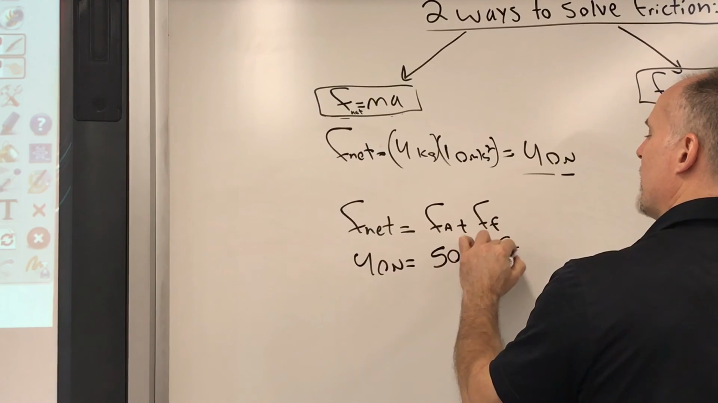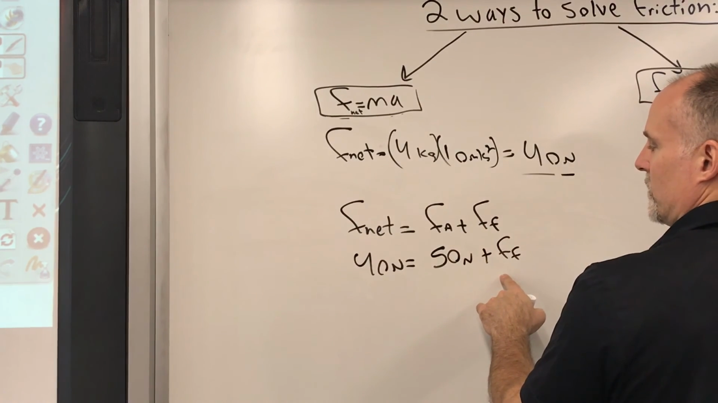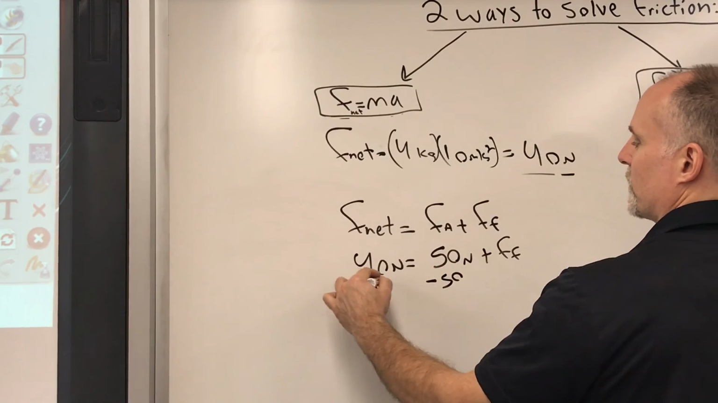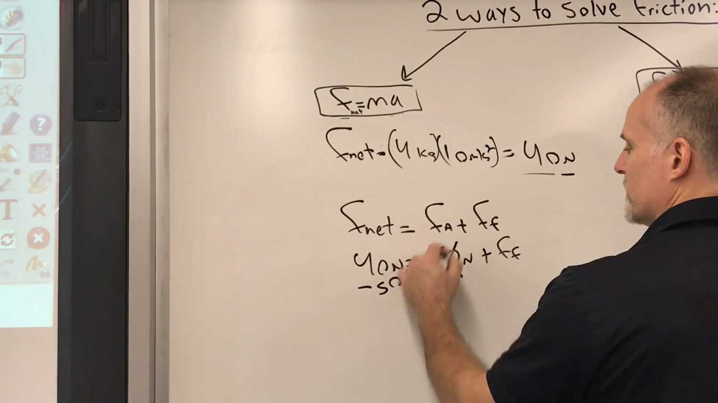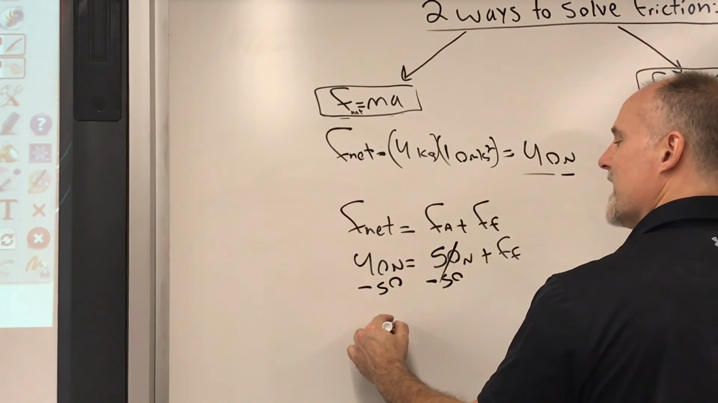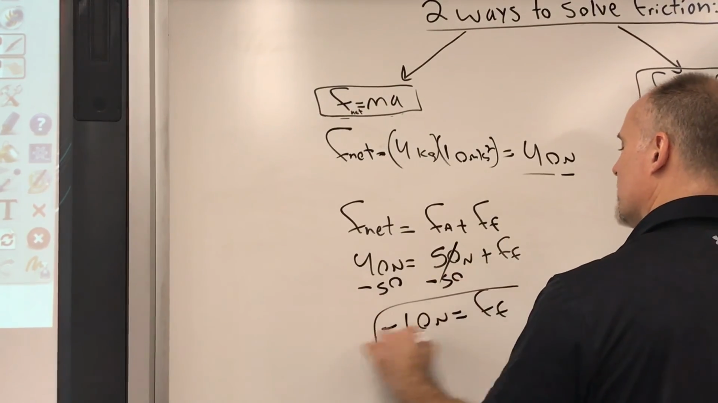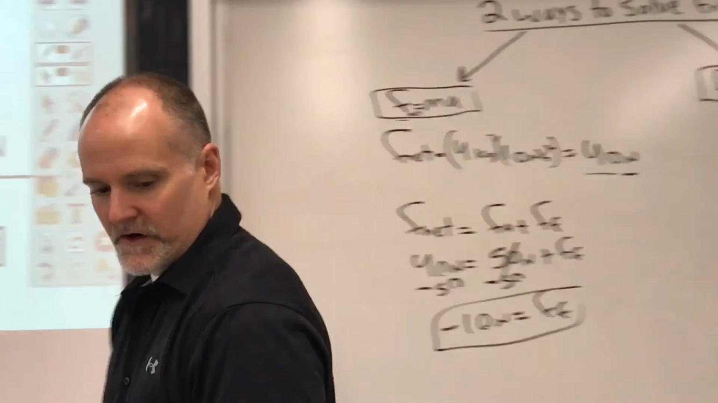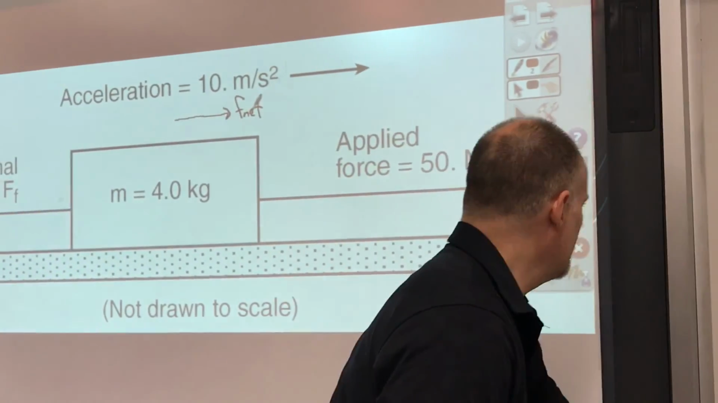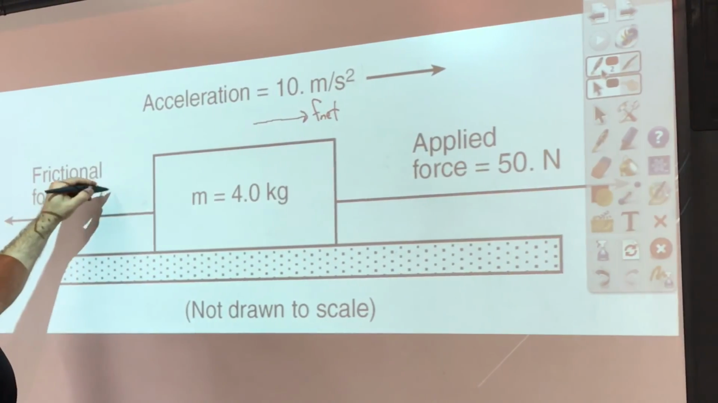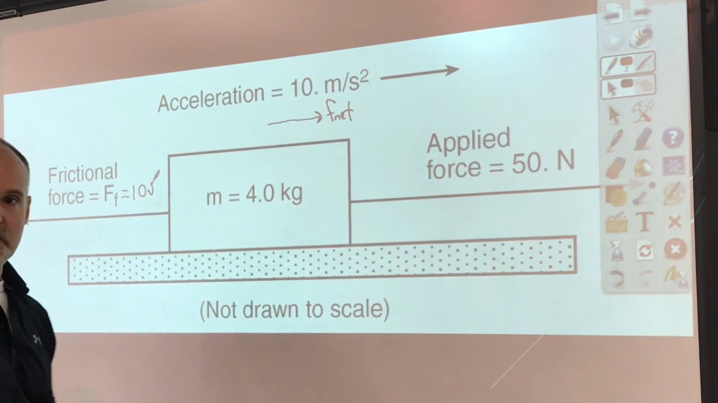So we can figure out what our frictional force is. Okay? Frictional force, we're going to subtract 50 newtons from both sides, and you're going to get negative 10 newtons is your frictional force. And that should make sense. Our frictional force is 10 newtons to the left. Okay? Then we're going to check our work.